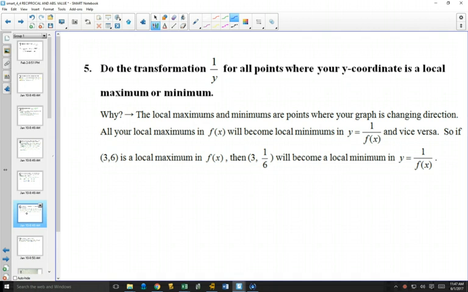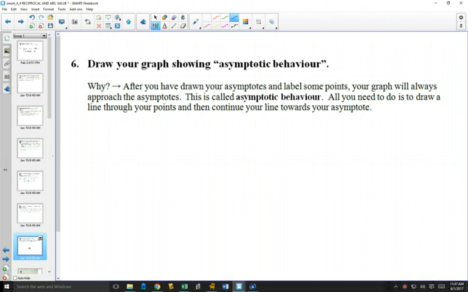And we'll look at what I mean by some important points. Well, here it says look at maximums or minimums. Maybe you have some other points that are really easy to tell what the y value is. You can do any number of points and figure out where they're going to be. Once you've got some points, the final thing is you're going to draw your graph towards your asymptote. So you can show the asymptotic behavior of your graphs.